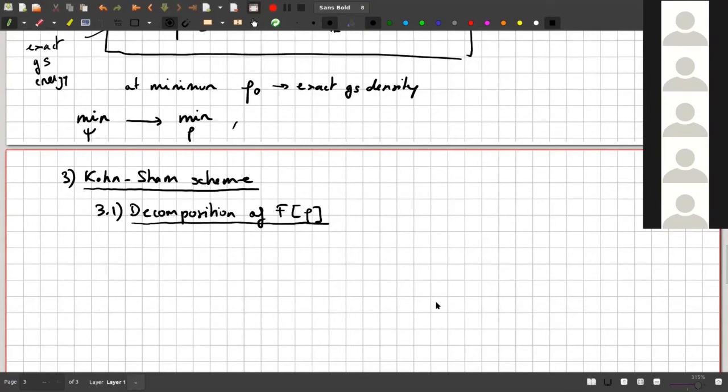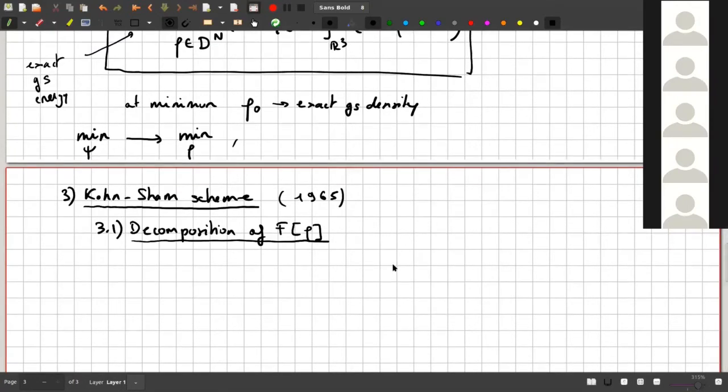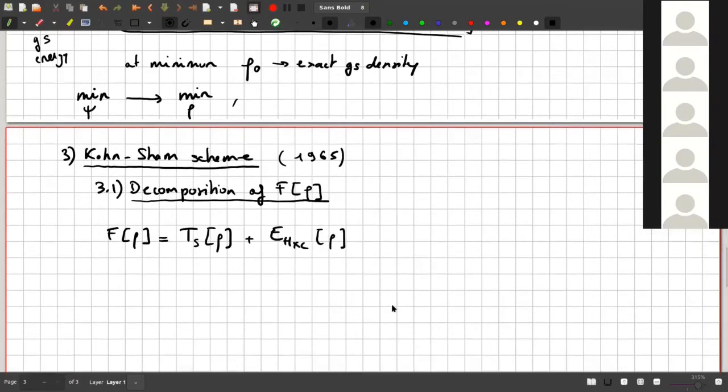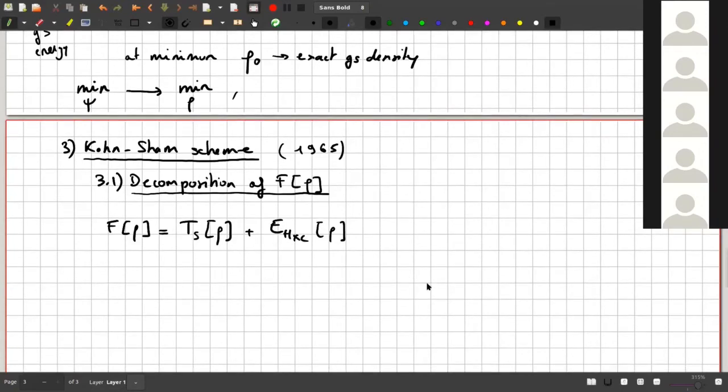Okay, so the idea of Kohn and Sham, which is from 1965, so just 1 year after the Hohenberg-Kohn theorem, was to say, okay, since we don't know a good approximation for the entire functional F of rho, we can try to decompose it into different terms. So they decompose F of rho as Ts of rho plus E Hartree plus exchange and correlation. I'm going to explain the definition of these quantities. So first, Ts. So Ts is the non-interacting kinetic energy.